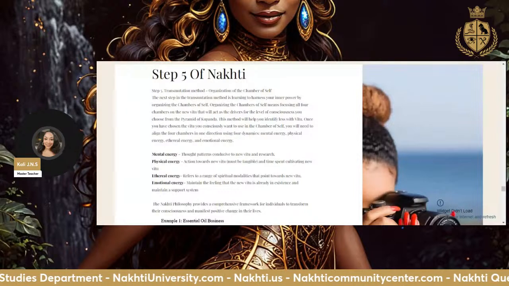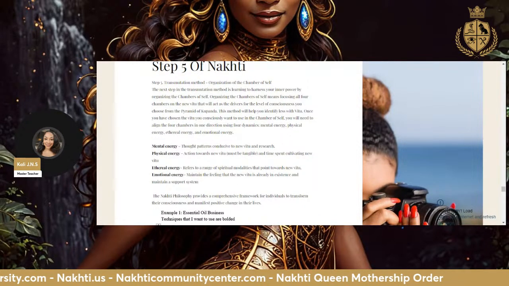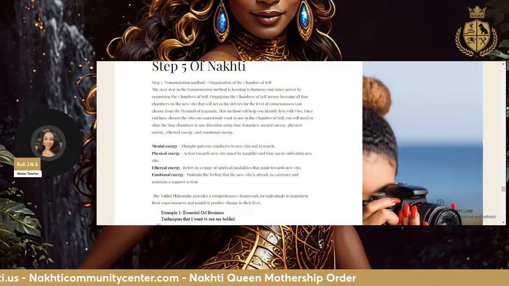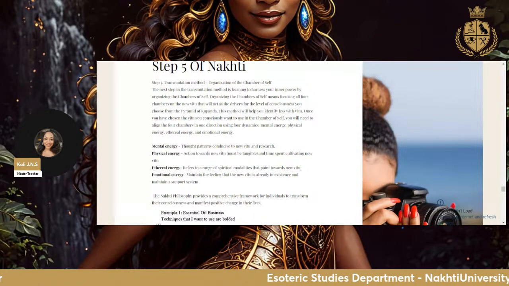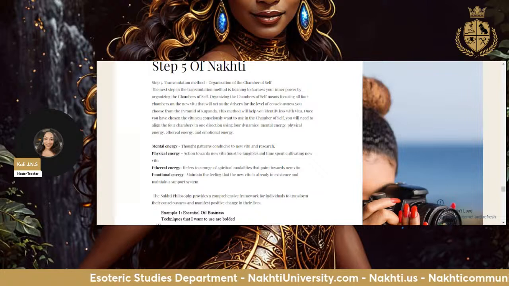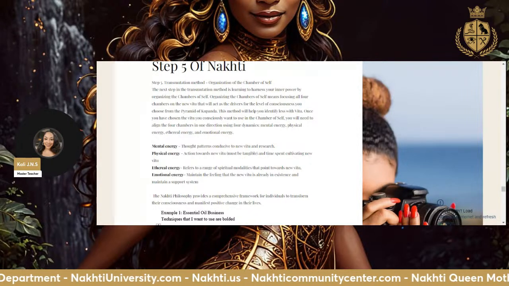Now we got step 5. That's the transmutation method. That's the organization of the chambers of the self. You're going to learn to harness your inner power by organizing the chambers of the self, meaning you're focusing all 4 chambers on the new information that's going to act as your drivers for the level of consciousness that you choose from the pyramid of Kupanda. That's going to help you identify less with that information.